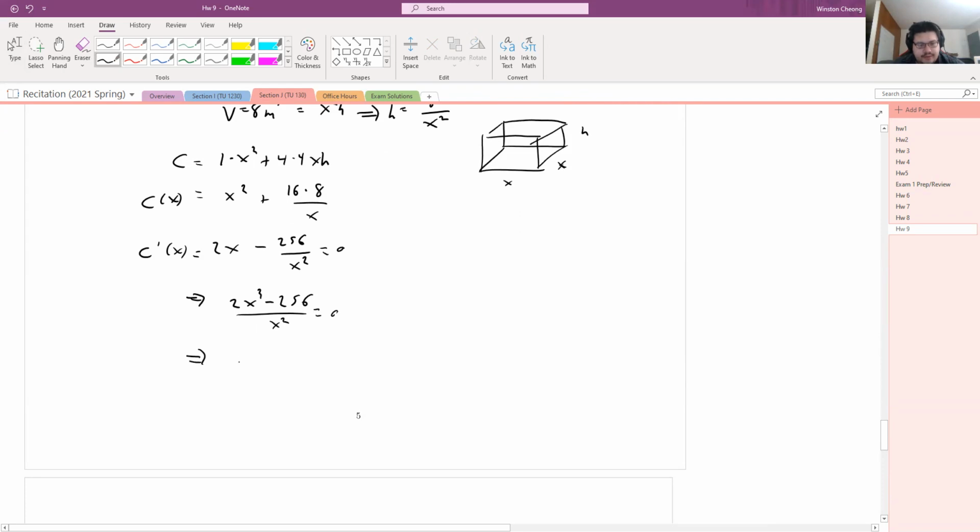Otherwise, we would have x cubed is equal to 128. Is that right? 128. Oh wait, this is not 256, this is 128. The other thing is 128, 128, and this is 64. Yeah, powers of 2. Okay. And so x is equal to 4.